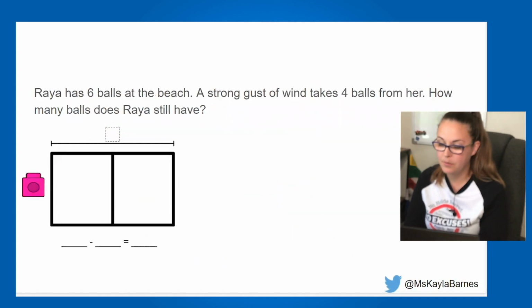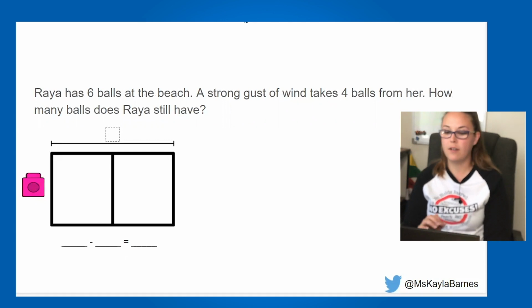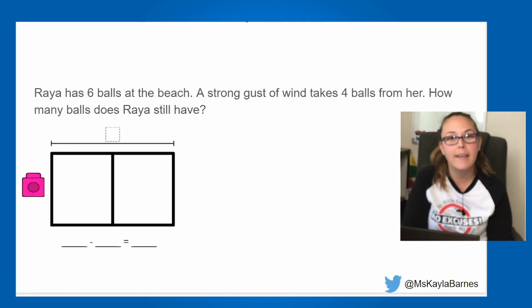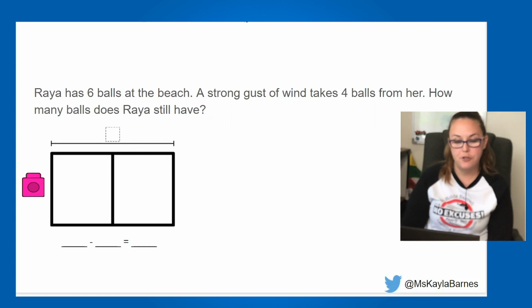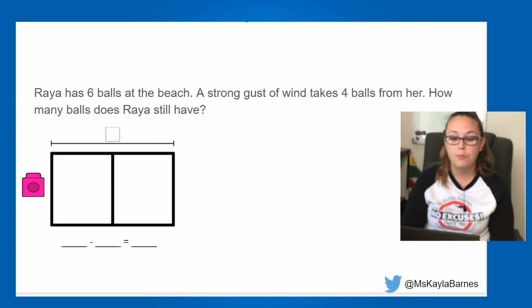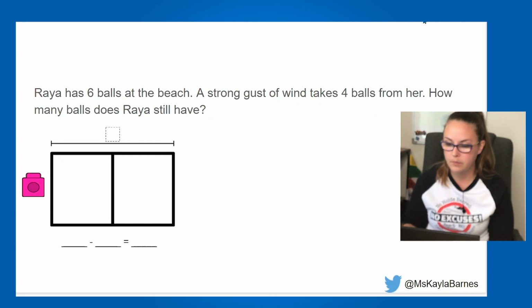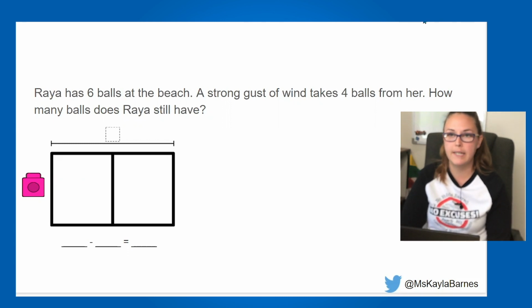All right, problem number 2 looks a lot like the first problem that we did, except we're talking about my friend Rhea and her time at the beach. So let's start by reading the problem from start to finish. Rhea has 6 balls at the beach. A strong gust of wind takes 4 balls from her. How many balls does Rhea still have?